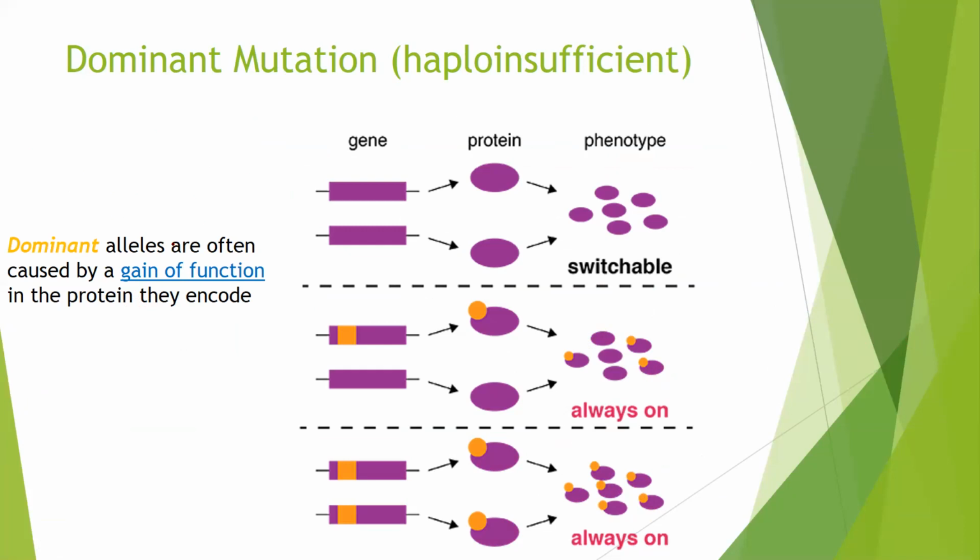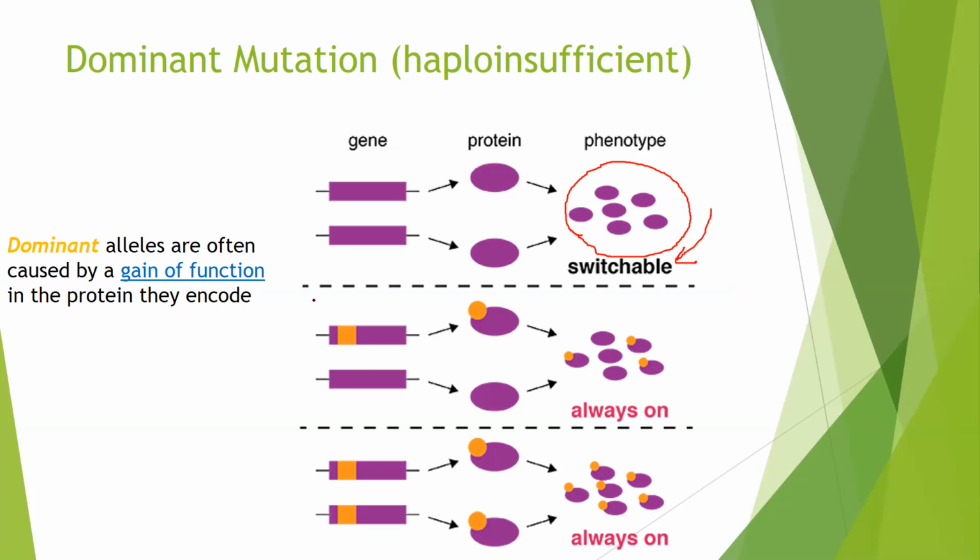All right. So here the mutation is called the gain of function. Why? Because, all right, this is the wild type. The wild type phenotype is such that the protein produced by the wild type alleles will be switchable. What does switchable mean? It means those proteins cannot function by themselves. They need to be switched on by something else, right? So some other molecules or chemicals. We can treat this as a phenotype. So the phenotype itself is the protein being switchable.